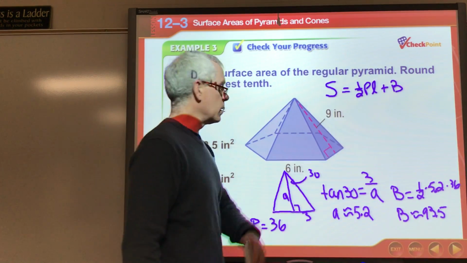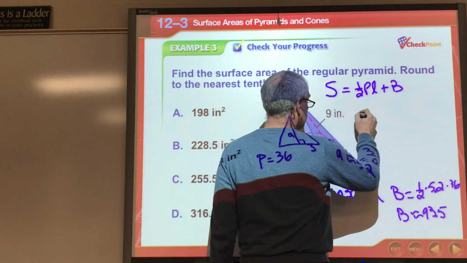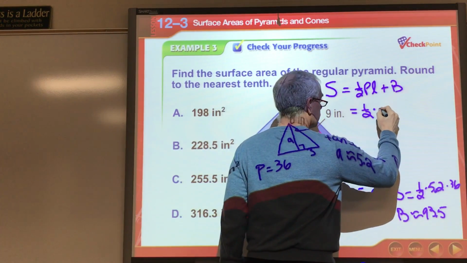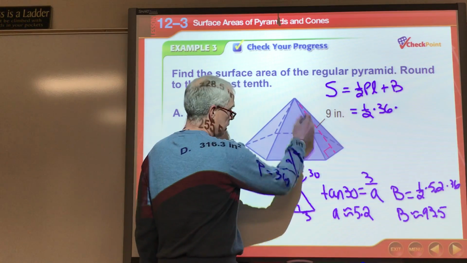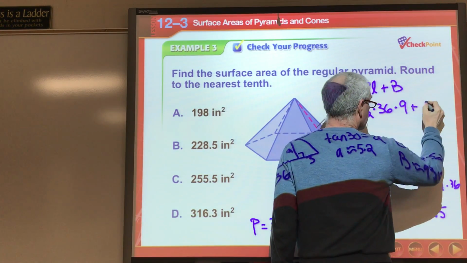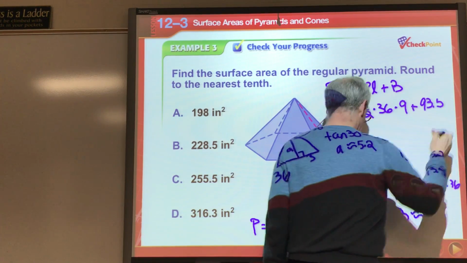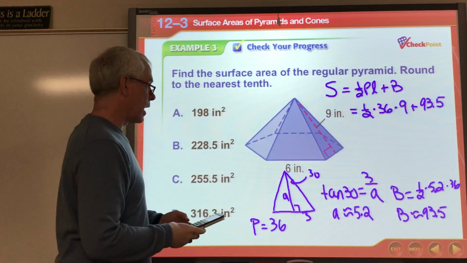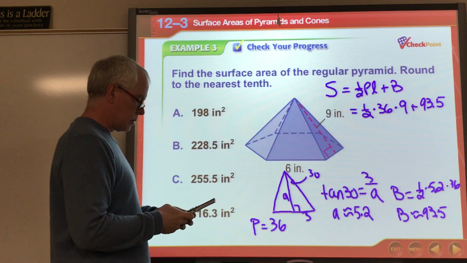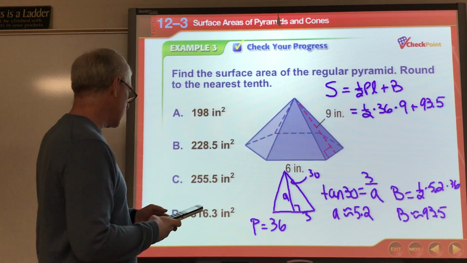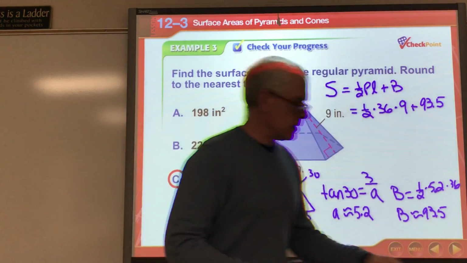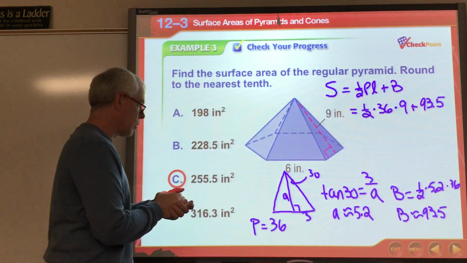Now I'm going to come back up here and start putting numbers into what we know. So, perimeter of the base we said was 36. The slant height they've given us here, that's 9. And then the area of the base, 93 and a half. Okay, well now I have to type all of that into the calculator. So 0.5 times 36 times 9 and then plus that 93 and a half. I get like 255.5. Okay, but again, you notice how I broke it down one little part at a time.